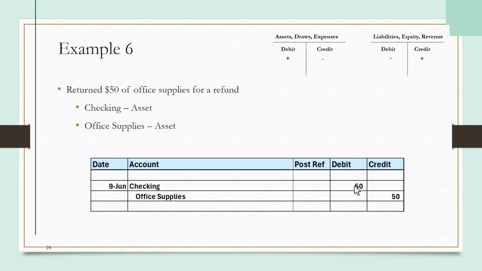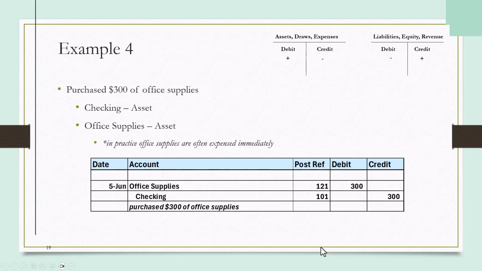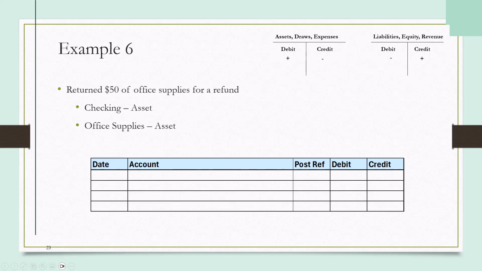So all I did here was basically reverse the first entry. Let me go back. This is the entry for the purchase, and all I did was reverse it for $50. And then you could put account numbers if you have them, and some sort of explanation at the bottom. Okay, let's go to the next one.